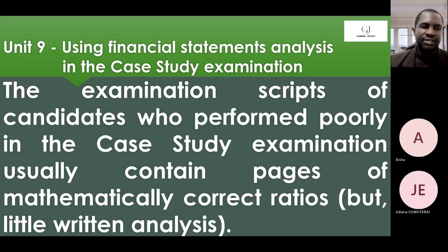The examination scripts of candidates who perform poorly in case study usually have pages of mathematically correct ratios, exactly, but little written analysis. And the ratios carry very scanty marks. So you wasted your time performing calculations, and at the end of the day, you write little. That's why I advise students, don't spend more than 45 minutes on the calculation. Spend more time planning your answers. Even if your calculations are not totally correct, once you have a base, please go and write.